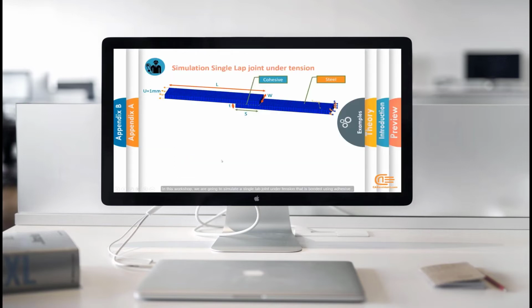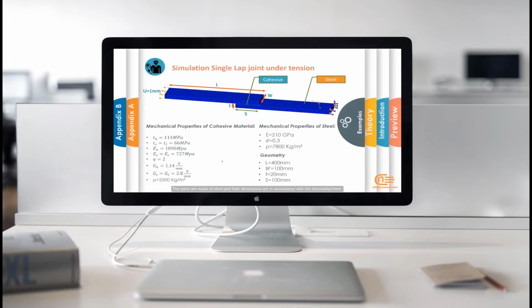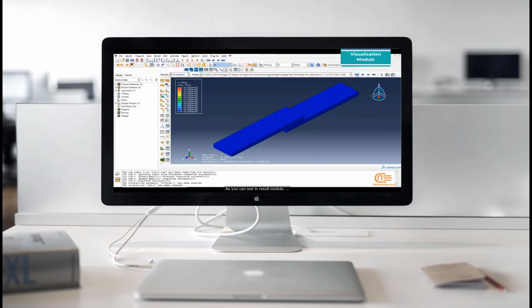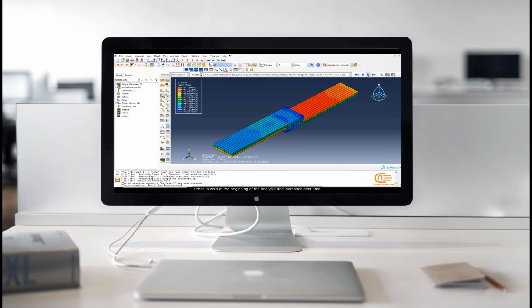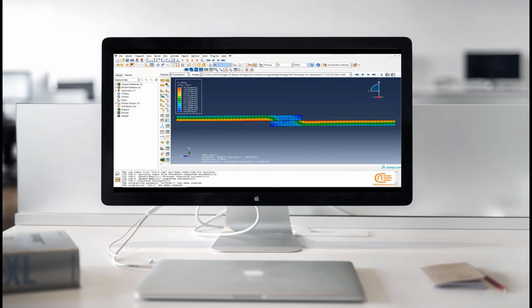In this workshop, we are going to simulate a single lap joint under tension that is bonded using adhesive. The parts are made of steel and their dimensions are in accordance with the information here. As you can see in the result module, stress is 0 at the beginning of the analysis and increases over time. The cohesive damage index can be viewed by selecting the quad CRT option, which is based on the quadratic stress criterion.